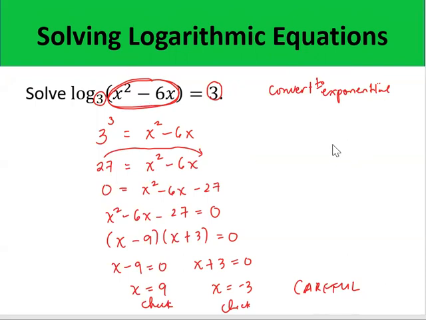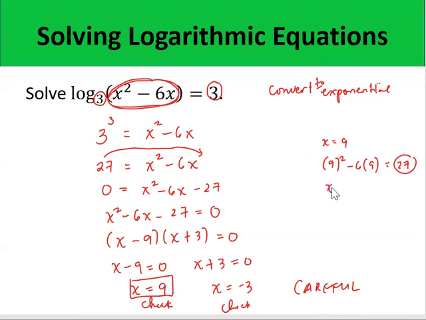So if we substitute x equals 9, we get 9 squared minus 6 times 9. So 9 squared is 81 minus 54. So that's going to be positive 27. So that's okay. So that's allowed. So x equals 9 is a solution to this particular equation.